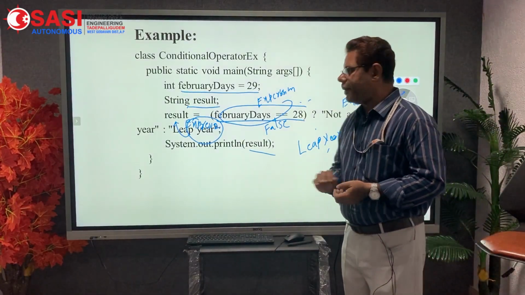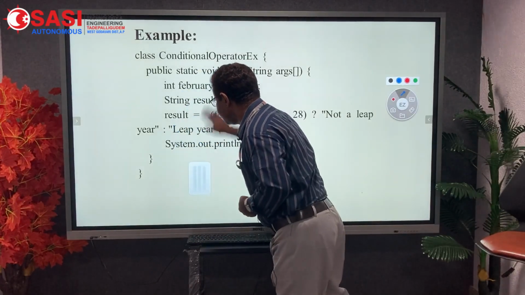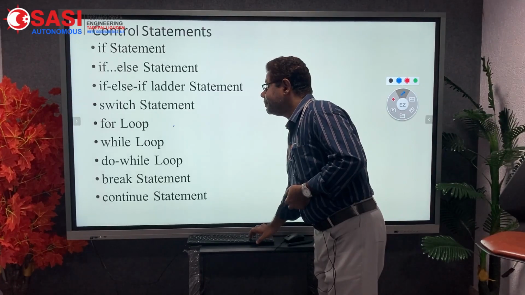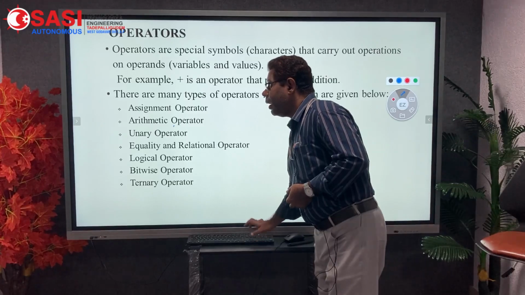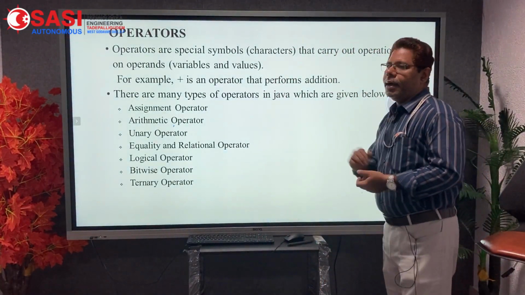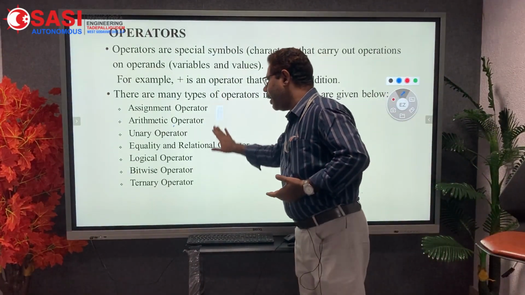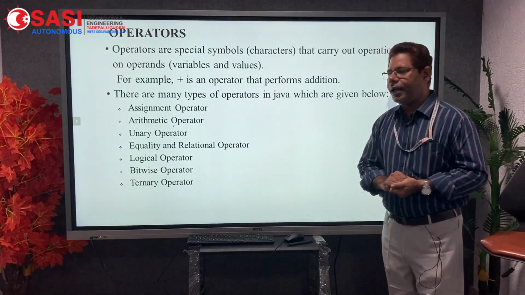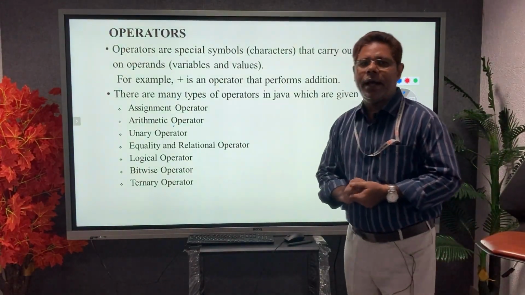So these are the different types of operators we have in Java. Totally, remember what operators are. Operators are used to perform some operations on the operands. We have different types of operators: assignment, arithmetic, unary, equality and relational, logical, bitwise, and ternary operators.